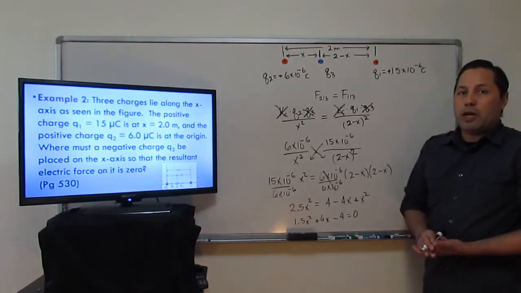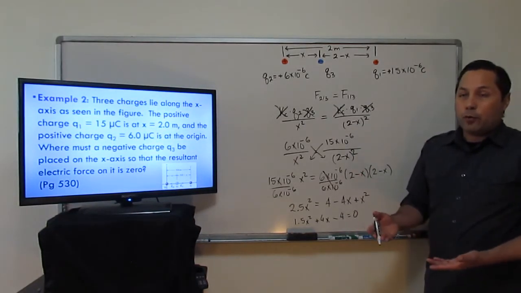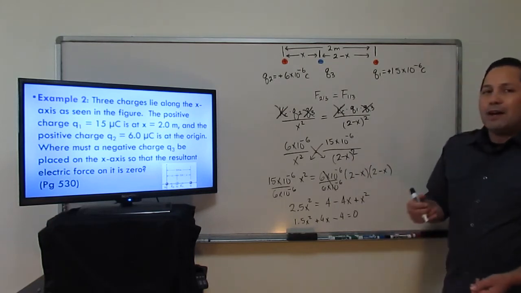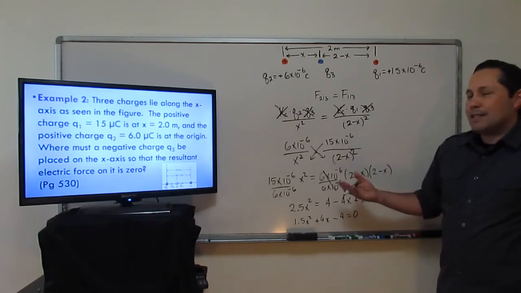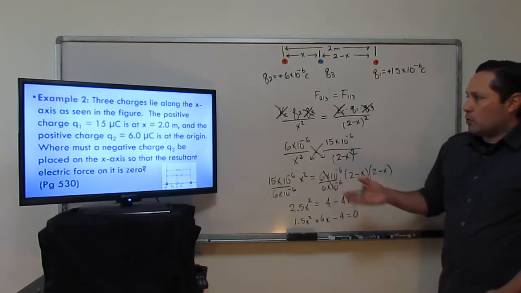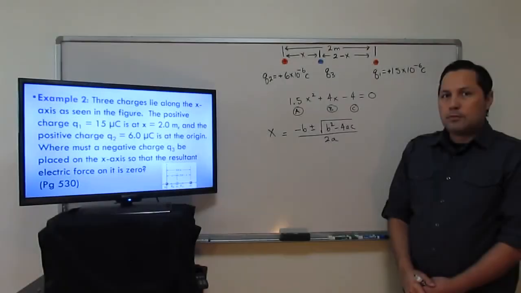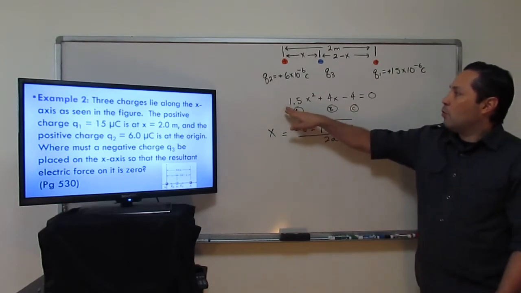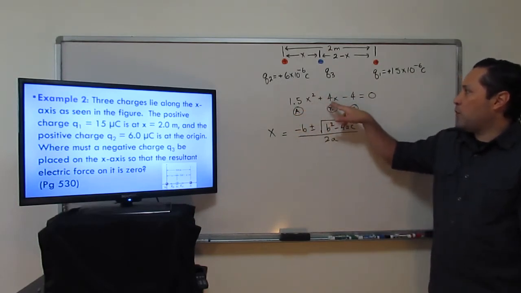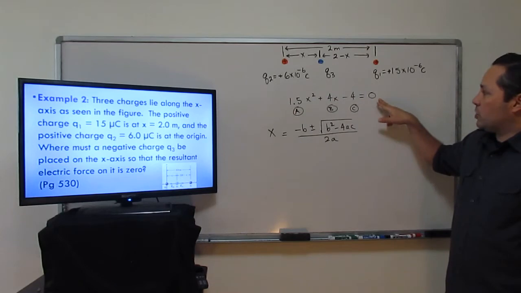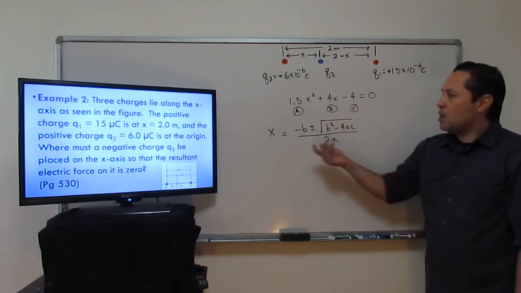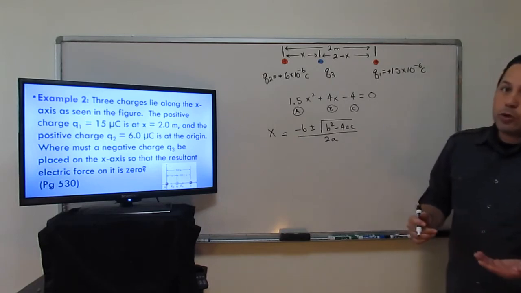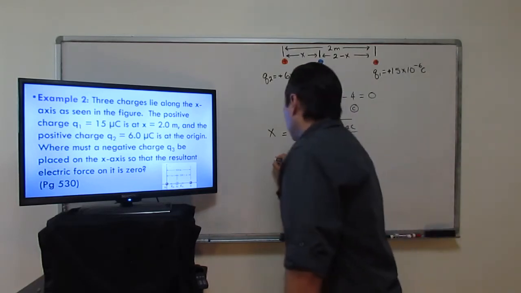Well, we're going to put it into the quadratic formula to solve for the value of x. That's what we're solving for. Alright, so let's go ahead and do that. So our formula is this. 1.5x squared plus 4x minus 4 equals 0. So that's a, b, and c, which will go into our quadratic formula here to solve for x. So let's substitute the values in and begin to solve.